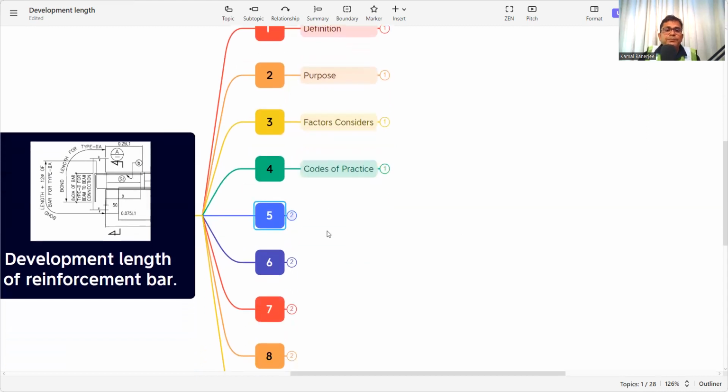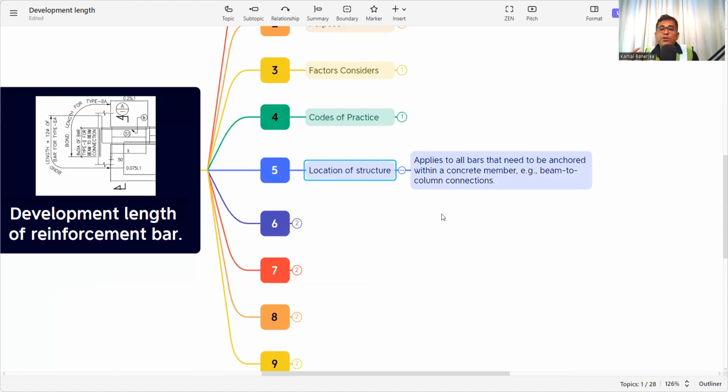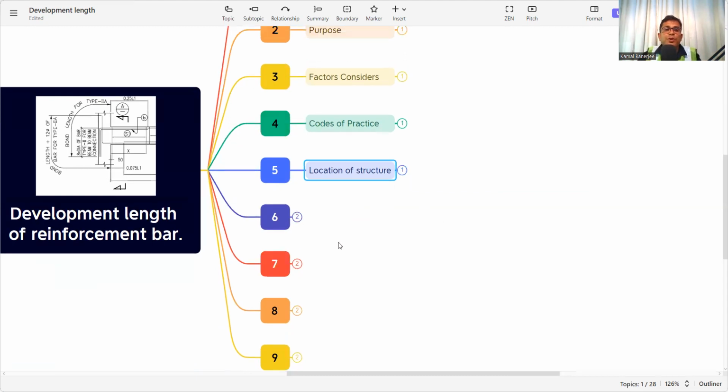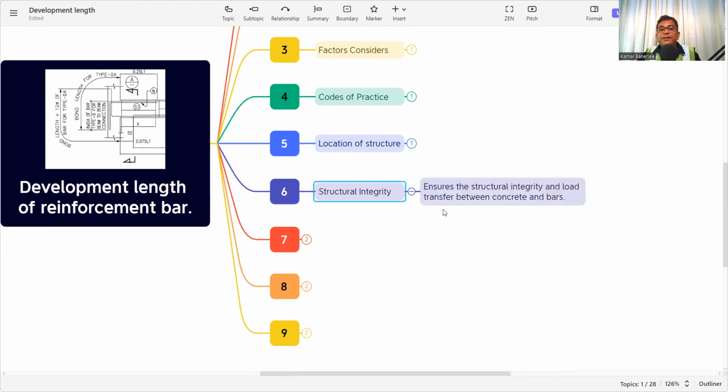And then, what is the location in the structure? It is applied to all bars that need to be anchored within a concrete member. Whenever stress is transferred between concrete and steel, the beam column junction is very essential. So these are the locations in the structure where we need to use the development length. Then, the structural integrity: ensuring the structural integrity and the load transfer between concrete and bars.